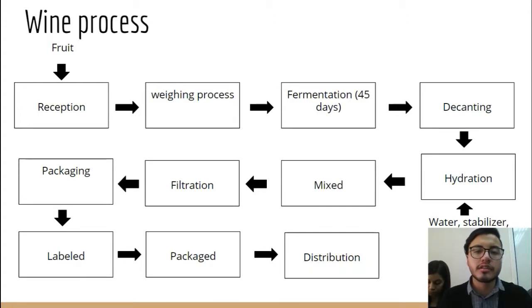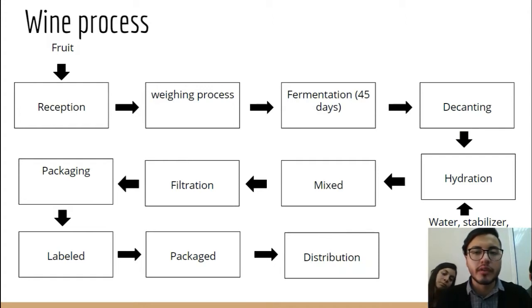After the weighing process, we have the fermentation. The fermentation is the most important step. In this step, we have 45 days of action. The fermentation is made by the yeast, the yeast that they choose for the wine process. We're going to explain later which yeast it is.